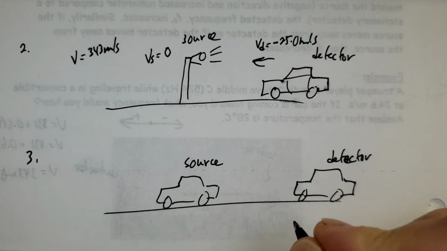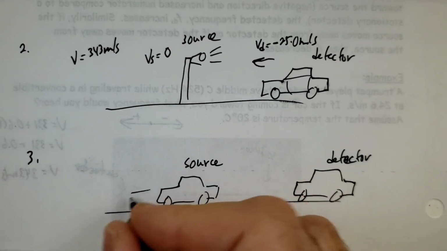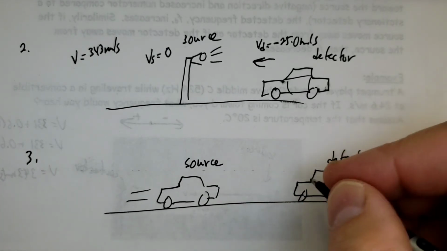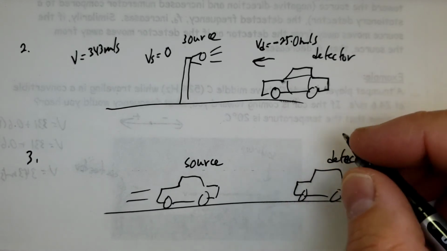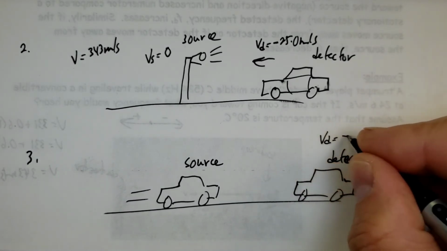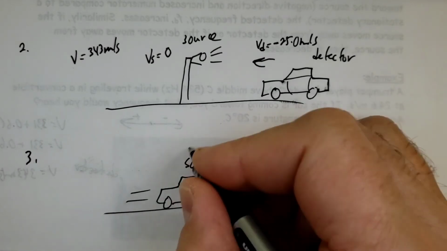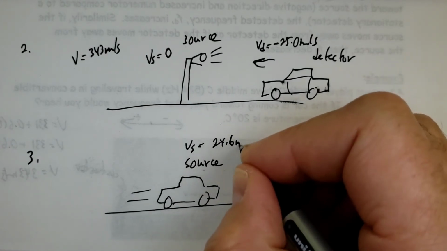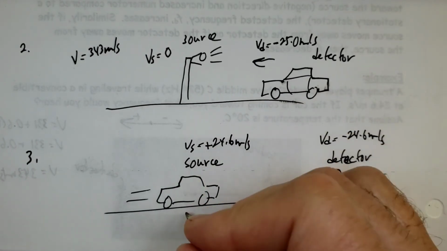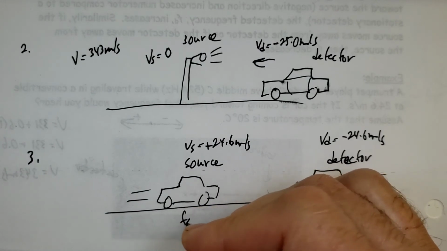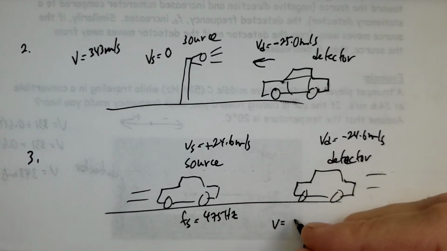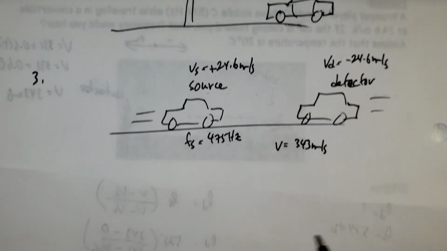Second auto is moving towards you at the same speed. What frequency do you hear? So you're moving towards it, so you are the one that's on the right. So you're moving at 24.6, and this one's moving this way at the same speed, except it's in the opposite direction. And the source is 475 hertz is what the horn is. And we're told that the speed of sound in air that day is 343. So that's the diagram that you need for number 3.